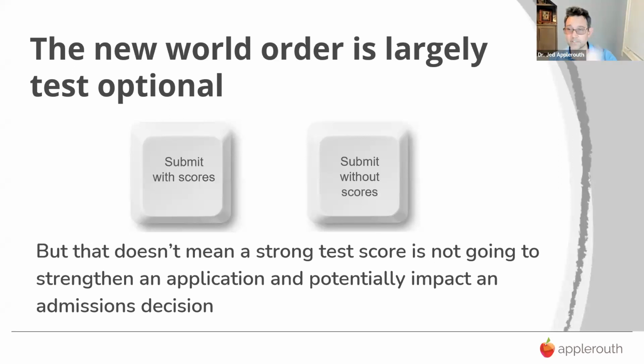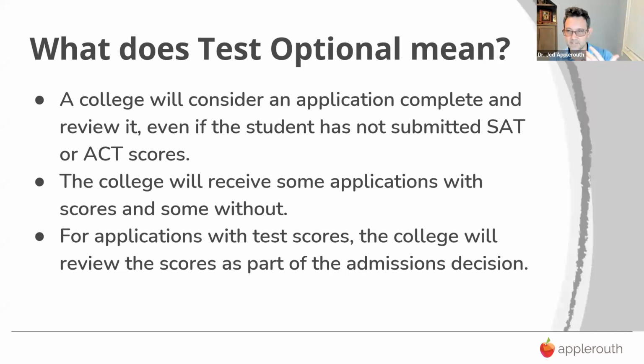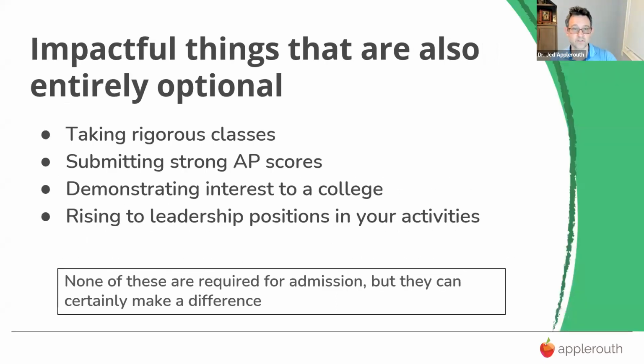So the world as we know it is a test optional world for the majority of schools, except for the flagships in a few places, and MIT, Georgetown, and Purdue. But honestly, 80+% of schools are optional now. That means your application is complete without test scores. However, test scores can still be a factor because, while they're optional, many things that have an impact are optional too: submitting your AP scores, rigorous classes, strong grades, all these things.